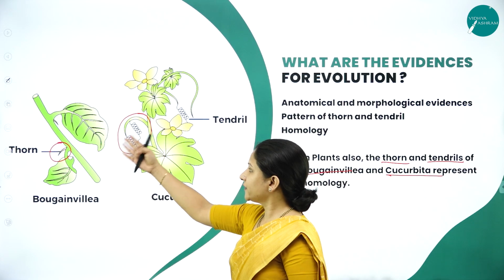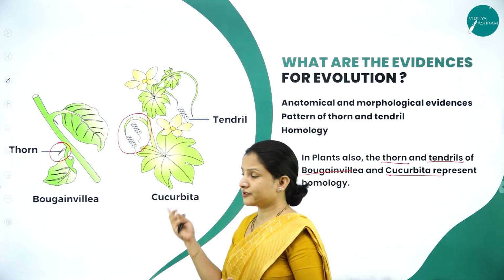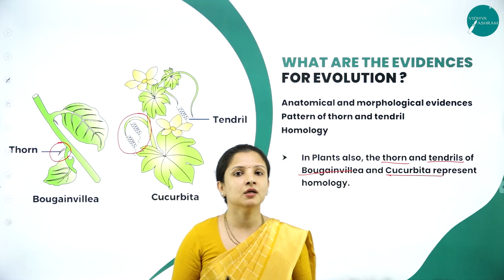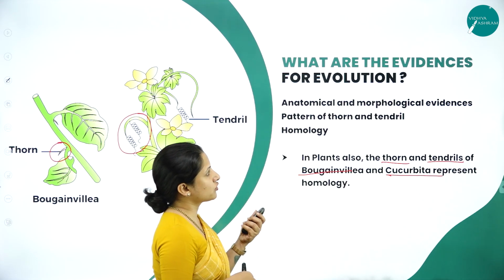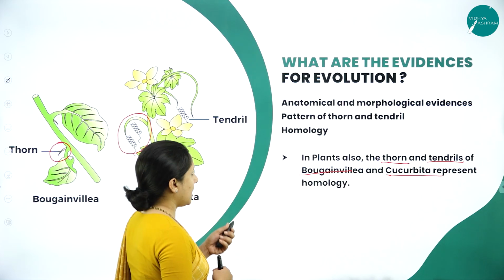Because the anatomy of these two structures is similar, and only their morphology and function are different, they might be relatives. So these are the evidences which anatomical and morphological evidences offer us to prove the theory of evolution.